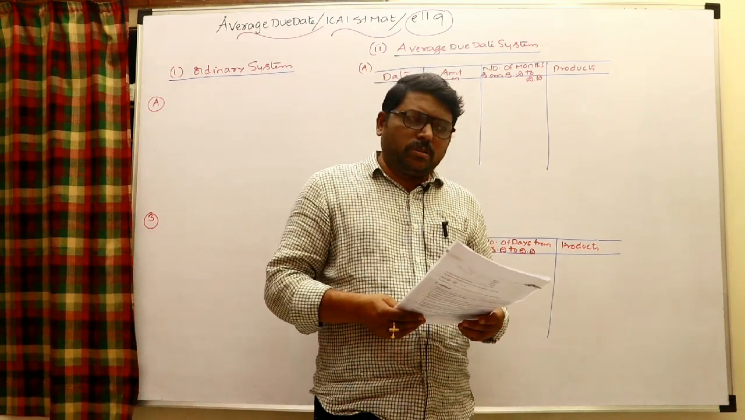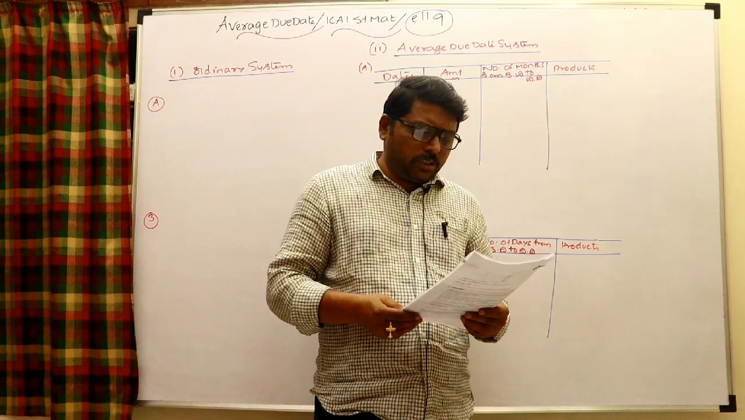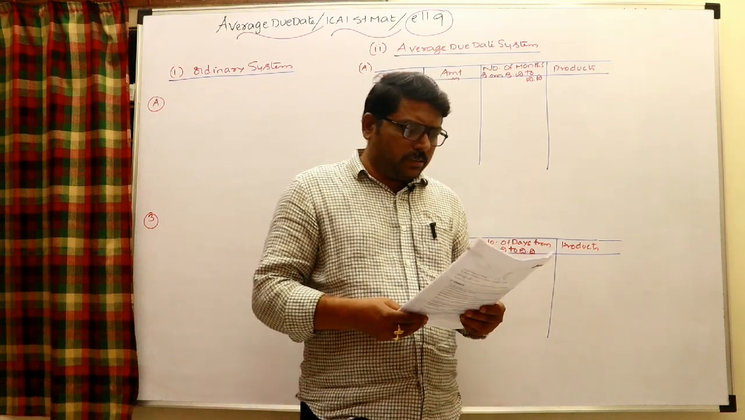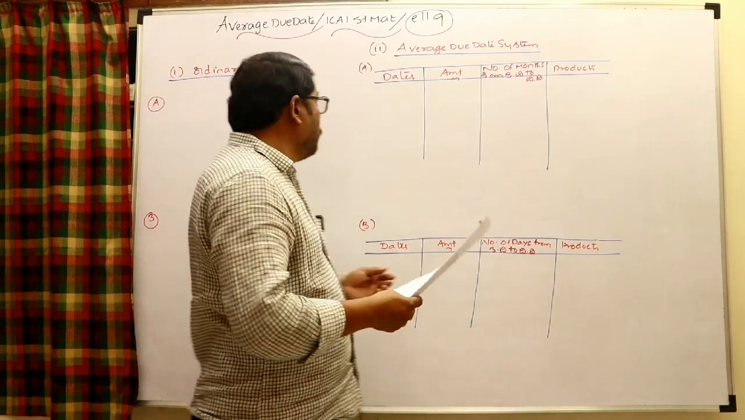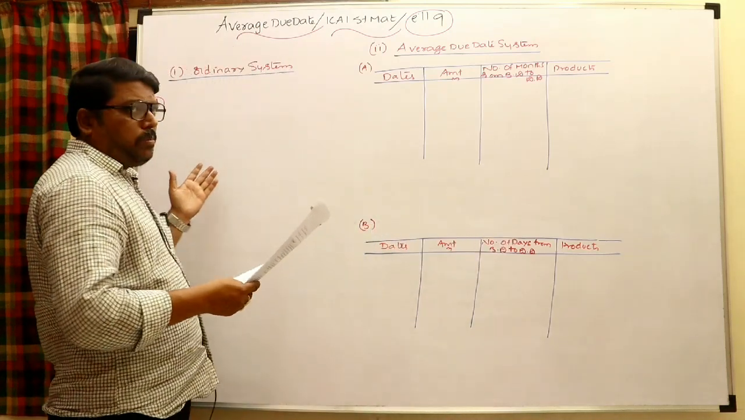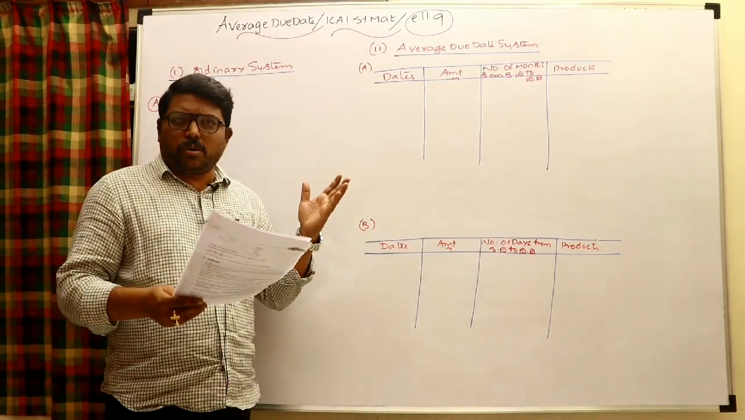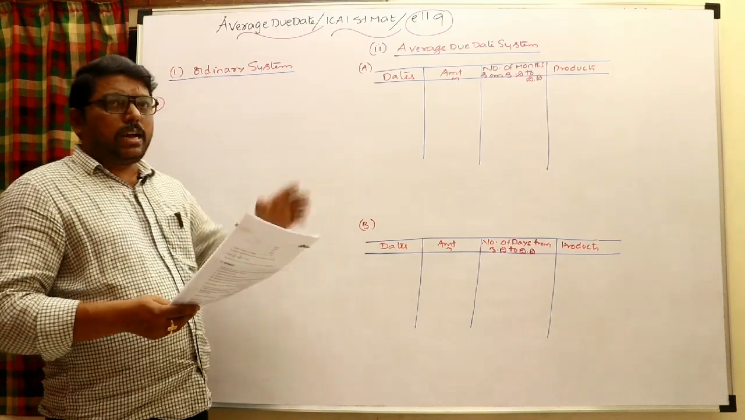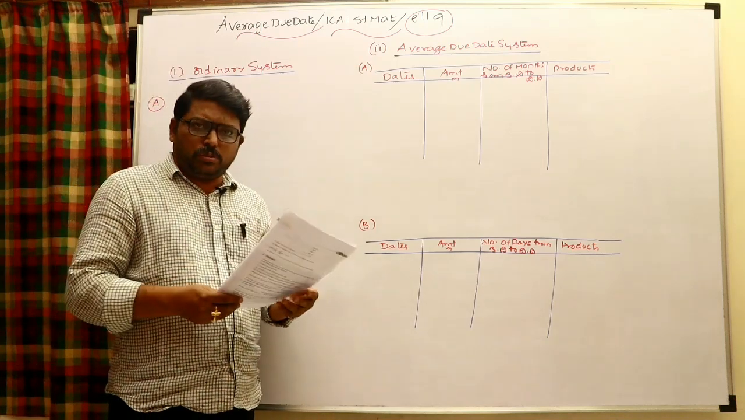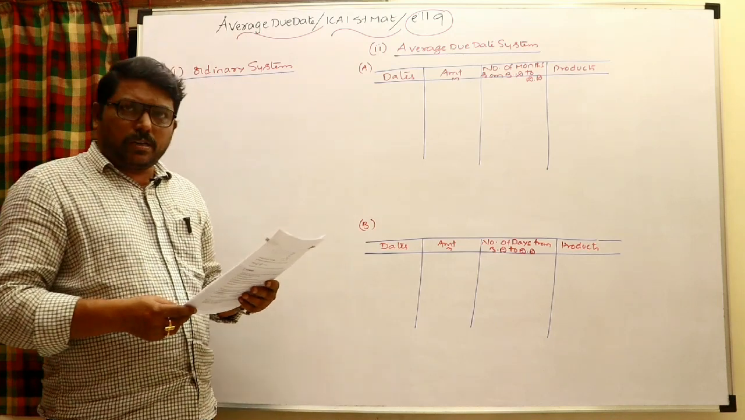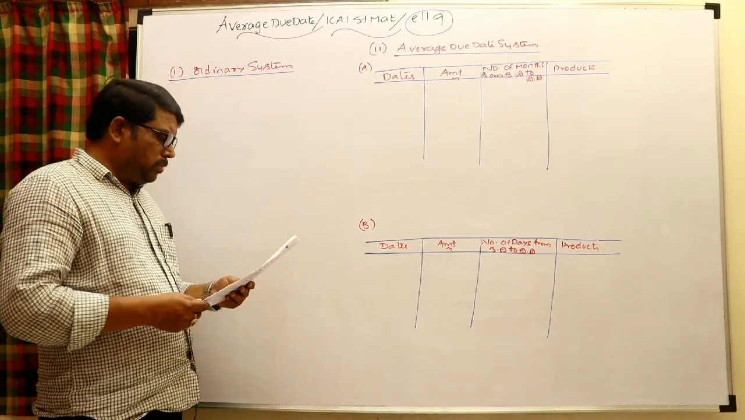By both methods you can work out interest when drawings are made by the partners. So now we are going to discuss both methods. First, the ordinary method, simply the products method. Second, you can go for the average due date method also. By both ways you may calculate.